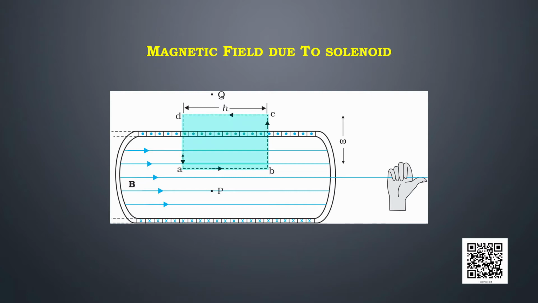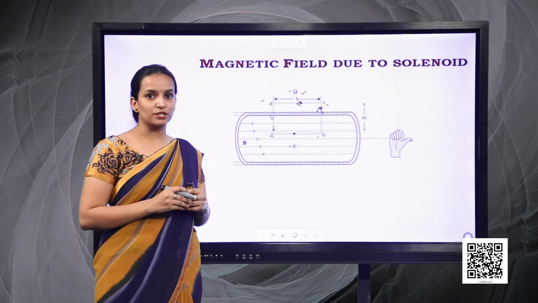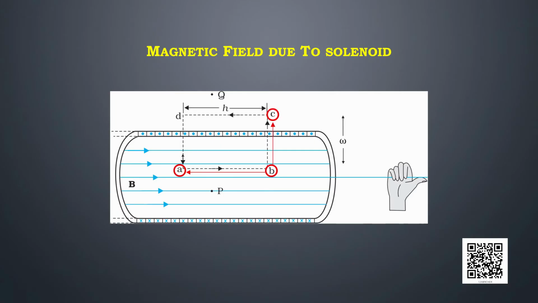Consider a rectangular component, and this is the Amperian loop ABCD. Along CD, the field is 0 because it lies outside. Along transverse sections BC and AD, the magnetic field component is 0. That means there is no tangential component of the magnetic field. Thus, these two sections make no contribution.